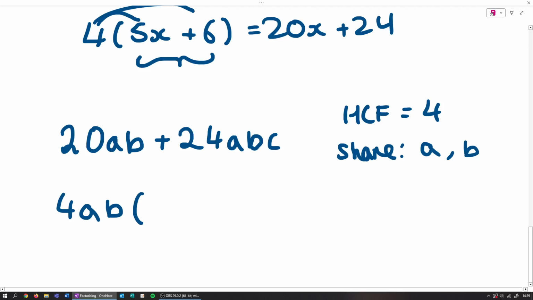So in here, 20 divided by 4 was the 5, and then we also took the A and B out. Now 24 divided by 4 was the 6. However, we've taken this A out, we've taken this B out, but we still have the C left over. So this is what it will look like. And again, you can expand this out to check.